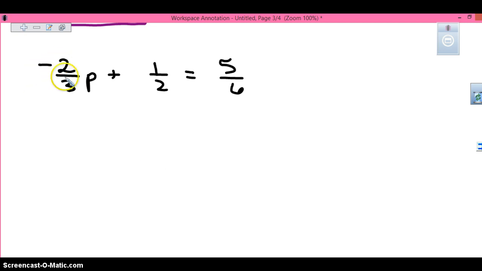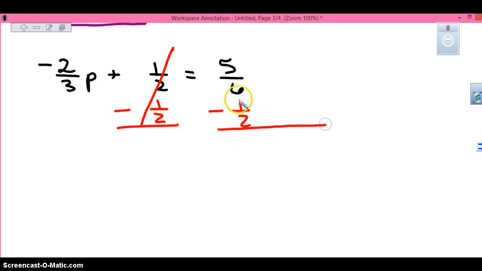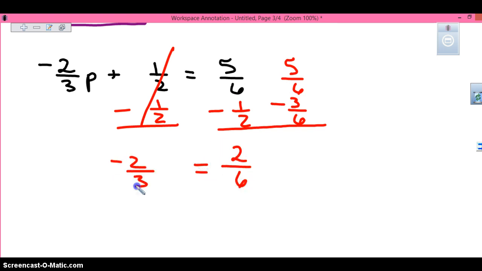If we need to solve negative 2/3 p plus 1/2 equals 5/6, we have to start by trying to leave the p by itself. So we're going to subtract 1/2. What you do to one side, you do to the other. We need a common denominator. 2 times 3 is 6, and 1 times 3 is 3. I'm going to bring my minus sign over here. This one stays the same. So 5 minus 3 is 2/6 equal to negative 2/3 p.